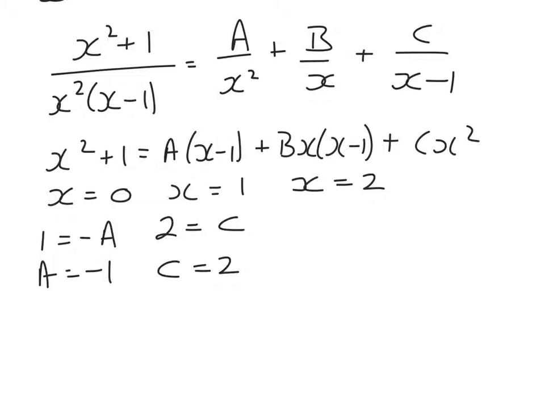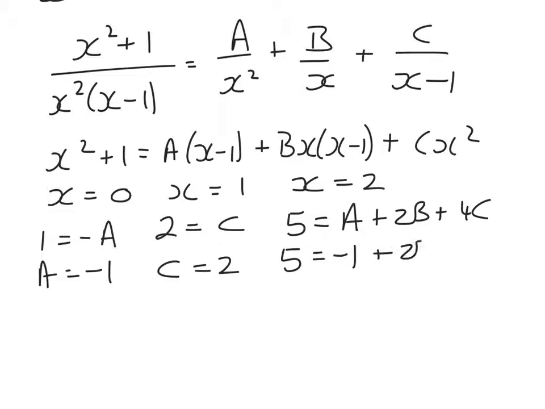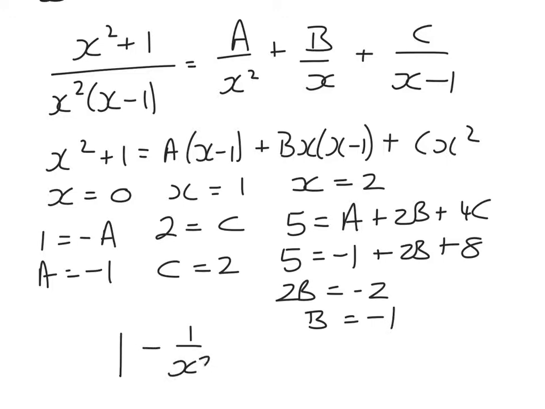On the left that gives us 4 plus 1, which is 5, and on the right a plus 2b plus 4c. So 5 has to equal minus 1 plus 2b plus 8, which gives us that 2b is minus 2 and b is minus 1. So our complete partial fraction is the 1 from the original division, minus 1 over x squared, minus 1 over x, plus 2 over x minus 1.